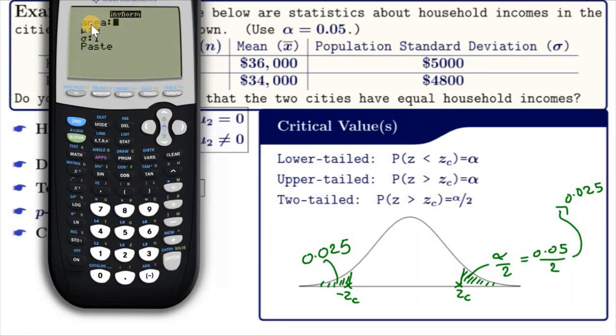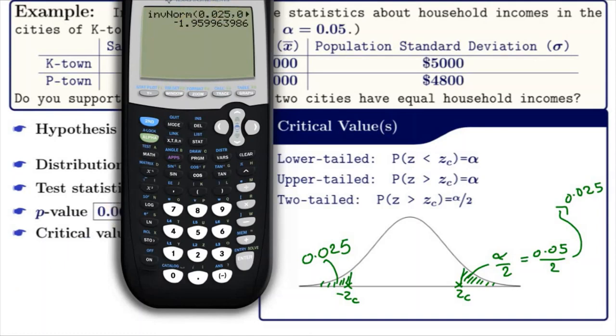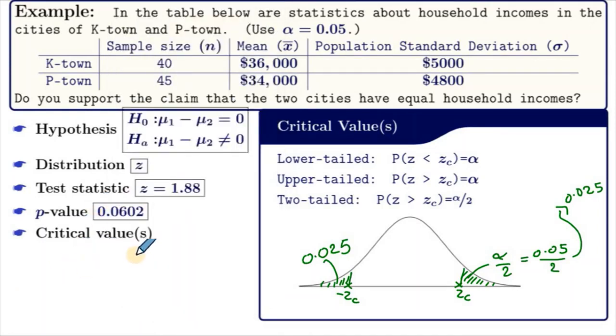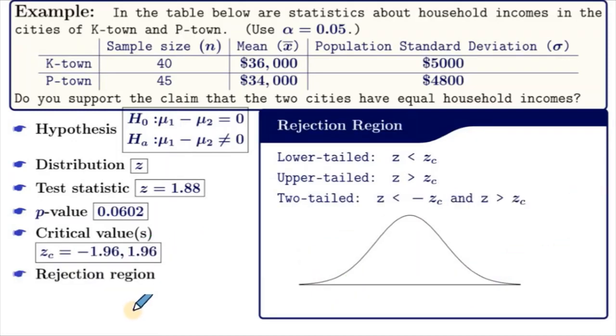So the calculator takes area to the left, and if we are looking at this point here, area to the left from this point is 0.025. Our mu is 0, our sigma is 1, then hit enter. Therefore, our critical values are, let me write that down here, negative 1.96 and 1.96.